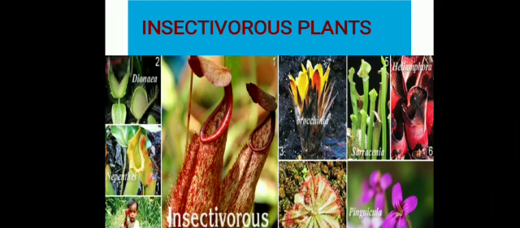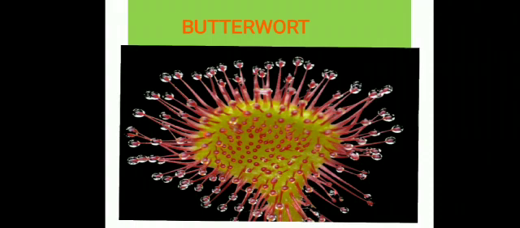Why do these plants eat insects? Because they grow in nitrogen deficient soil, where there is a less amount of nitrogen present in the soil. These plants grow there and eat insects to fulfill the need of nitrogen. They have special structures to trap insects, like butterwort. Butterwort has some wart-like structures and they trap the insect.